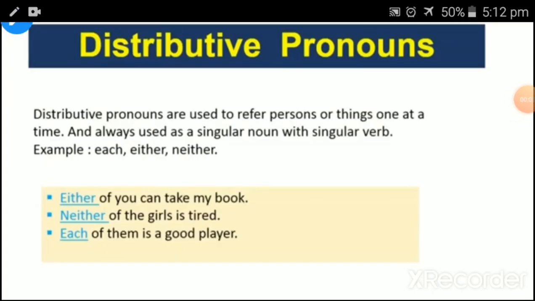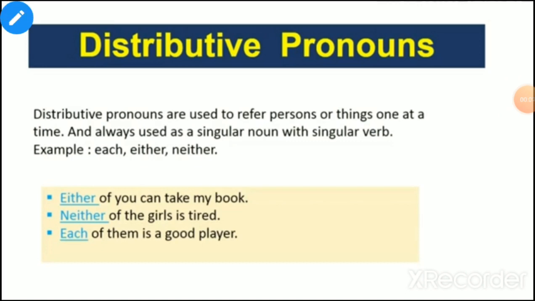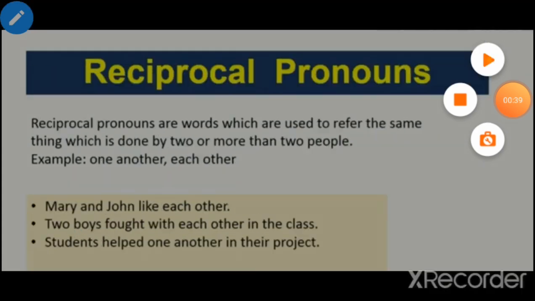Moving to the next topic, which is distributive pronouns. Distributive pronouns are used to refer to persons or things one at a time and are always used as a singular noun with a singular verb. Example, each, either, neither. Either of you can take my book. Neither of the girls is tired. Each of them is a good player. They refer to whole amounts or to separate items. Either, neither, every, each, both and all are distributive pronouns.